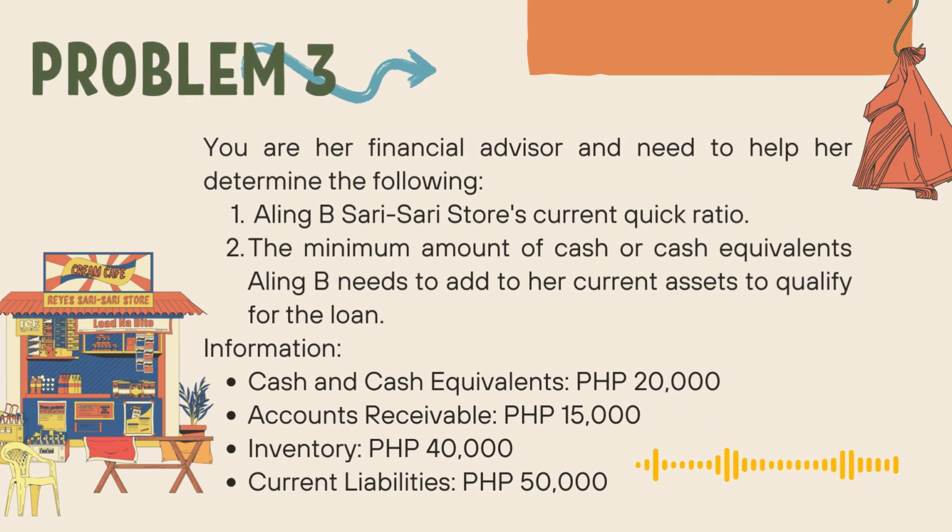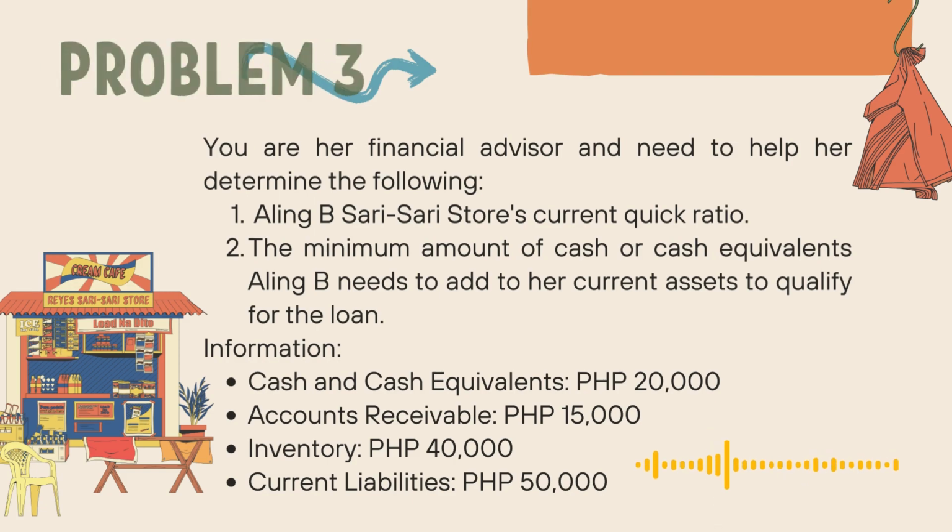So you are her financial advisor and need to help her determine the following. Number one is Aling B Sari Sari store's current quick ratio, and the minimum amount of cash or cash equivalents Aling B needs to add to her current assets to qualify for the loan. So here is the information that we have: cash and cash equivalents of 20,000 pesos, accounts receivable of 15,000 pesos, inventory of 40,000 pesos, and current liabilities of 50,000 pesos.